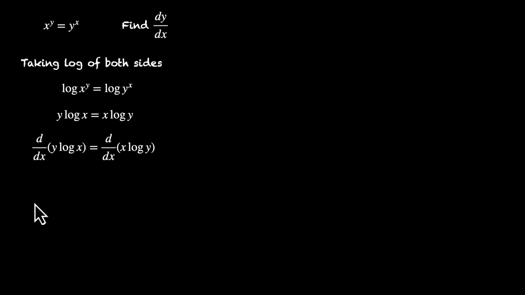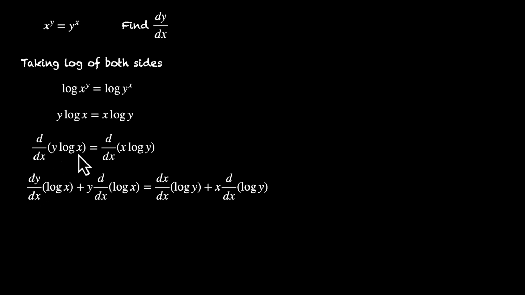So this becomes differentiation of y times log x as it is, plus y as it is times differentiation of log x. We're differentiating uv, that's uv dash plus vu dash. Okay, what's on the right hand side? We have d by dx of x. x is itself a function. So this becomes dx by dx times log y as it is, plus x as it is times d by dx of log y. And now it's our time, because we have used the product rule. Now is our time to actually differentiate.